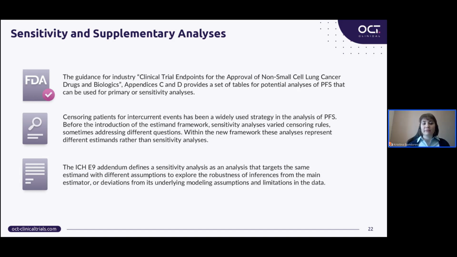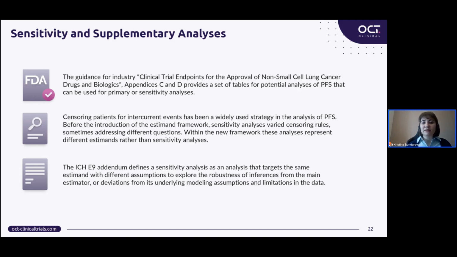Historically, in oncology, sensitivity analyses were performed in more or less standard ways, as described in the FDA guideline Clinical Trial Endpoints for the Approval of Non-Small Cell Lung Cancer Drugs and Biologics. Tables with suggested analyses of PFS for primary and for the sensitivity analyses are provided in the appendices to the document. Often, several sensitivity analyses were performed with different censoring rules, for example, by censoring at the time of treatment switching or by counting it as an event.